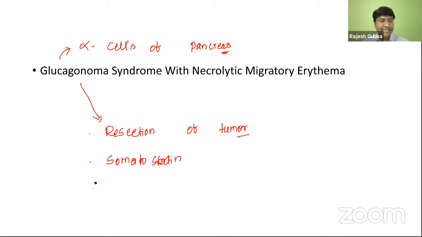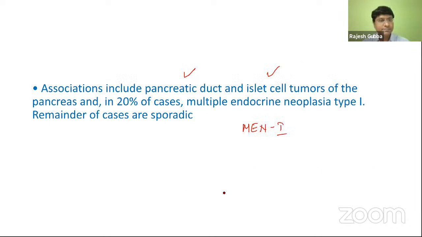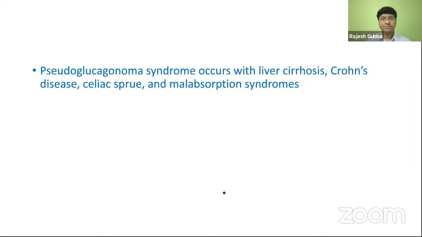And because there is hypoaminoacidemia, what should you do? You should give intravenous amino acid infusion. Okay, so that is about your glucagonoma. There is also another terminology called pseudoglucagonoma. Pseudoglucagonoma syndrome occurs in cirrhosis of the liver, Crohn's disease, celiac disease, and malabsorption syndromes. Okay, so that is the story of glucagonoma.